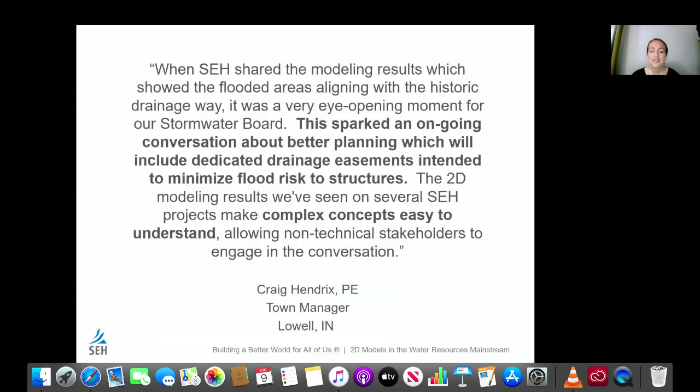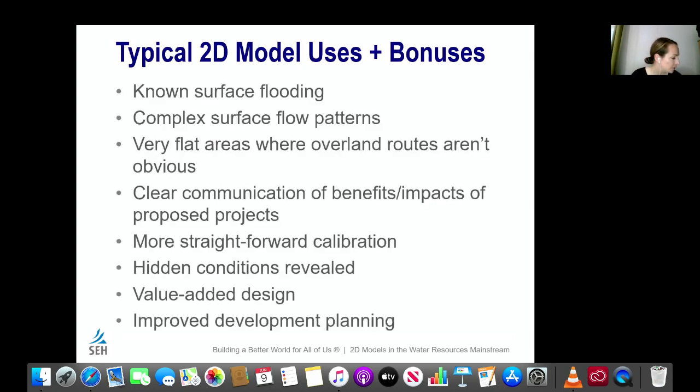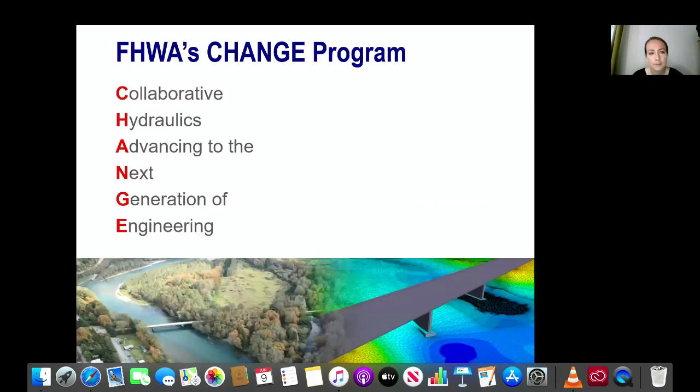So that correlation between the frequently flooded areas in the development and the historical drainage path being in the same area sparked an ongoing conversation about better stormwater planning, which would include dedicated drainage easements intended to minimize flood risk to structures. And the 2D model made complex concepts easy to understand. So I've got a list here of different benefits of two-dimensional models, and I can tell you that this list just keeps growing with every model that we create.